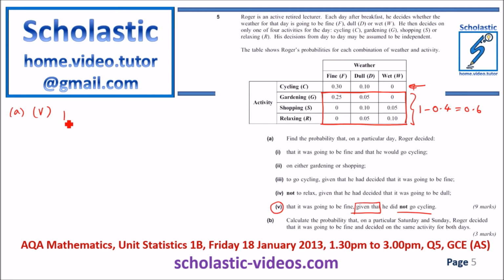So if you write the equation for the probability of a fine day, given that he did not go cycling, it is equal to, given that not cycling is this line, if you take away cycling, we have 0.6 as the probability there. And then the fine day, on a given condition, is only 0.25. Inside this rectangle we have a fine day, so it's 0.25 there. So the total probability is 41.7%. Okay, that is part A, part 5.